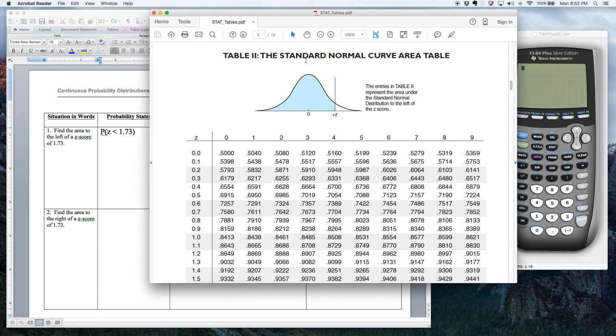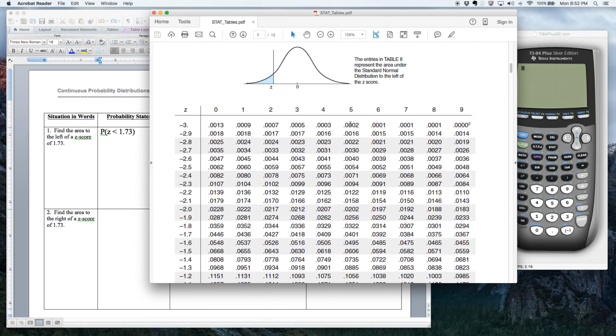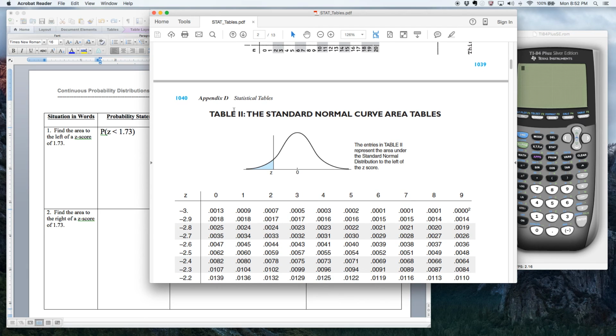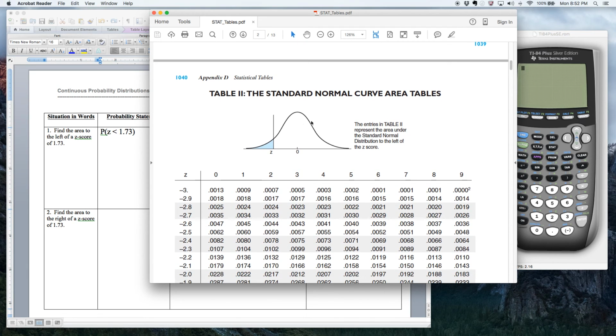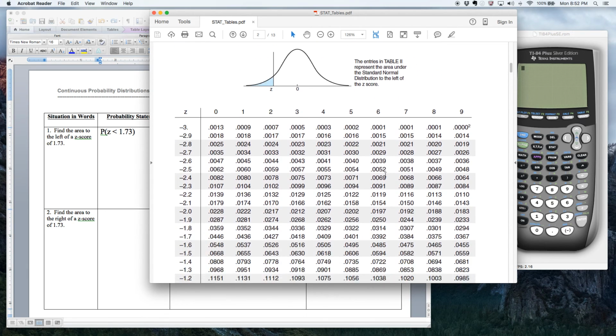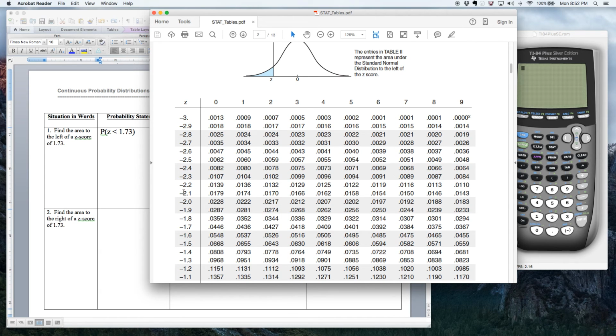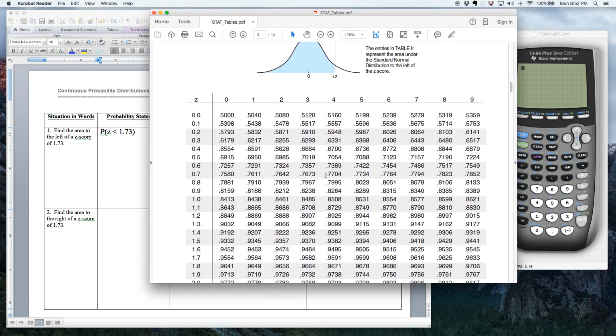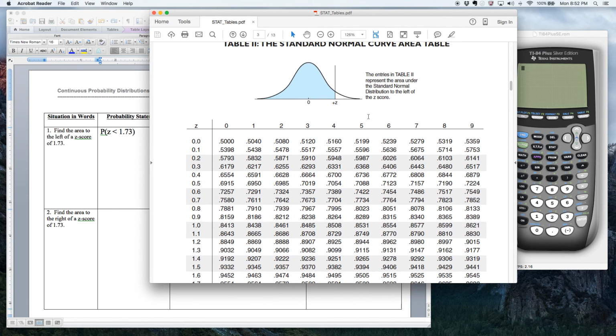You go to your statistical tables, which I have posted in week number 7. The PDF is called stat tables. The first table is a table of NCR values. And then the second table, table 2, the one we're in, is the normal distribution values for the areas. The first part of the table is for negative z-scores. And the second part of the table is for positive z-scores. I'm going to use the positive ones because my z-score, as you can see, is positive, 1.73.